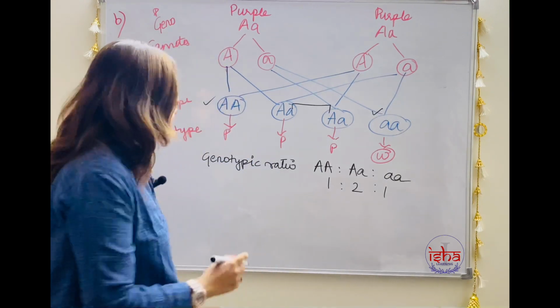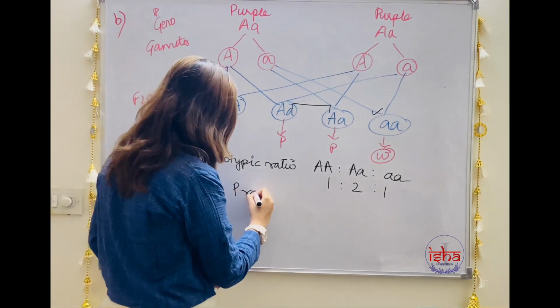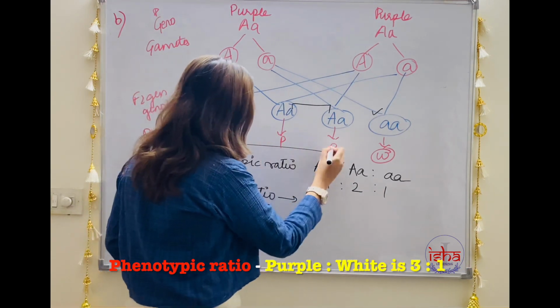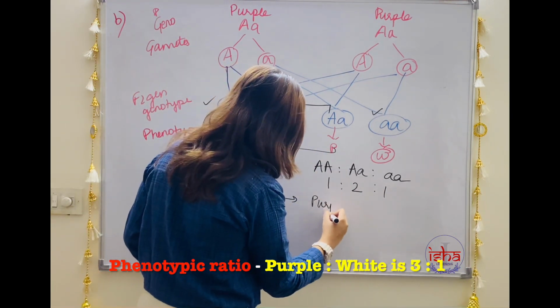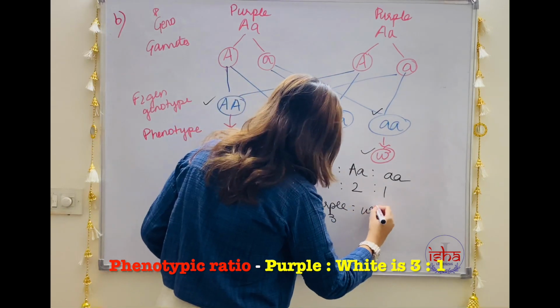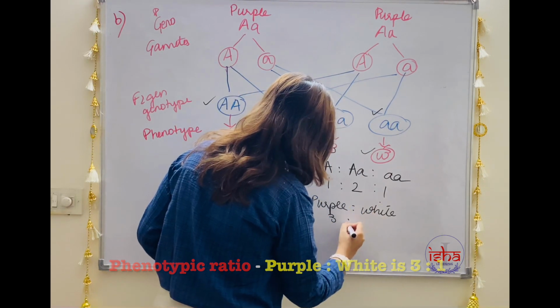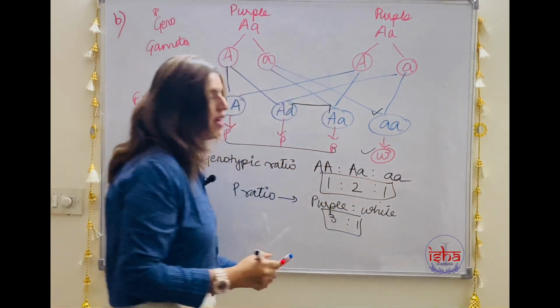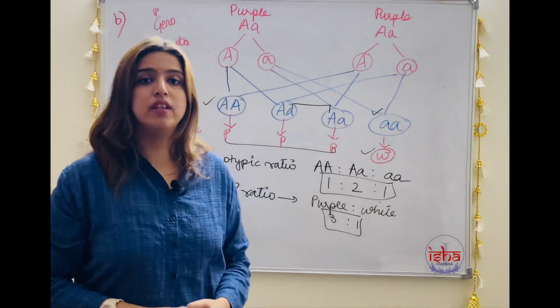व्हाट इज माय फिनोटाइपिक रेशियो? फिनोटाइप है जो कलर ऑब्जर्व होगा. 3 कलर्स पर्पल हैं, सो पर्पल इज 3, 1 is white, so white is going to be 1. So it is extremely crucial to know the genotypic and the phenotypic ratio in this case.